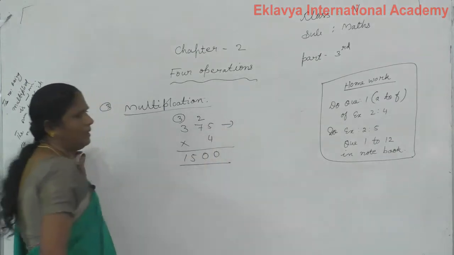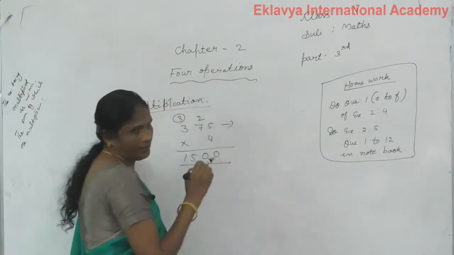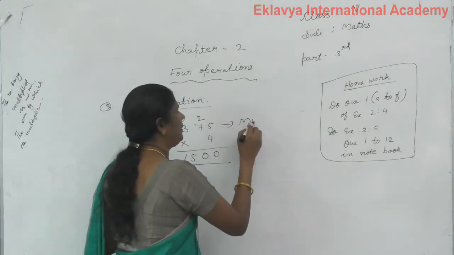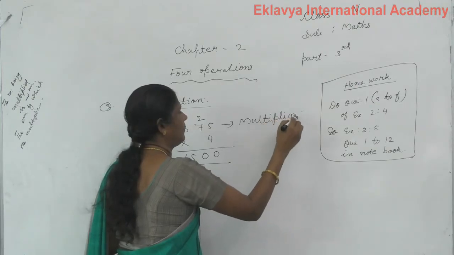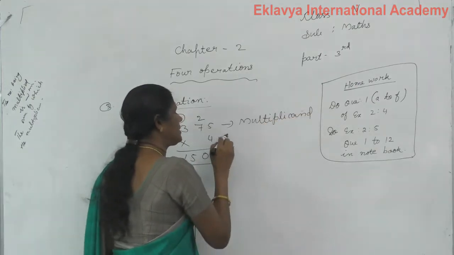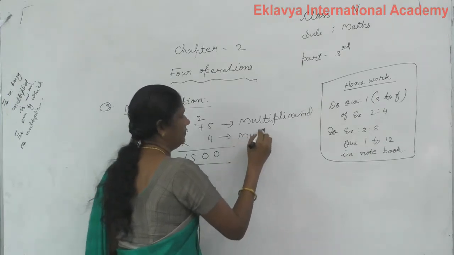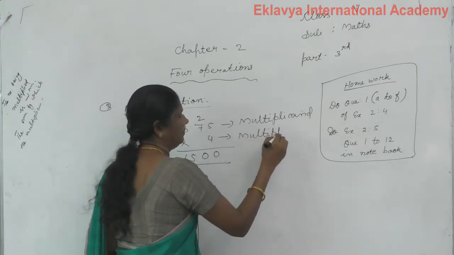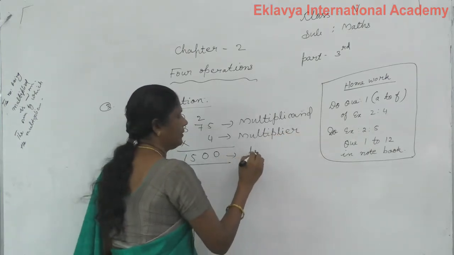Here this first number is called multiplicand. The second number is called multiplier. The result is called product.